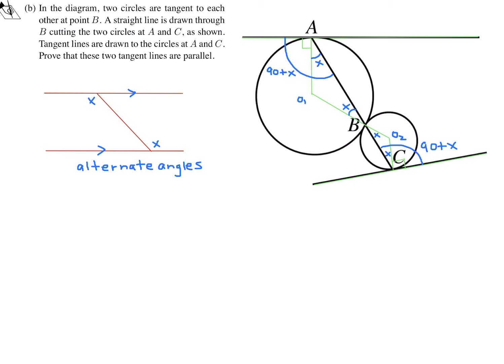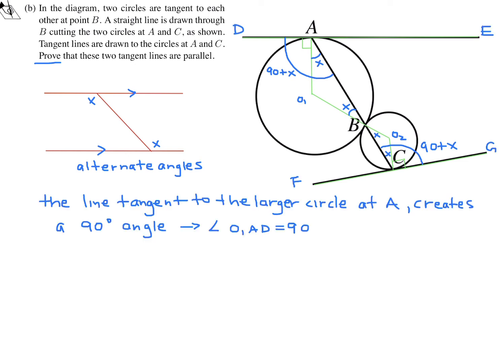In order to write a proper proof, you've got to write this out. You can't just label the diagram and say, okay, there you go. So let me write this out. The first one was that this triangle right here, I have labeled the angle x. So I'm going to write all this out in words. The line tangent to the larger circle at A creates a 90-degree angle, meaning angle O1AD is 90 degrees. So that's the first part of my proof.